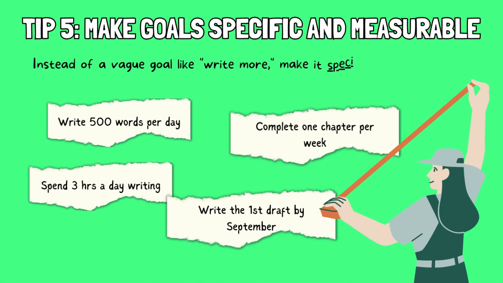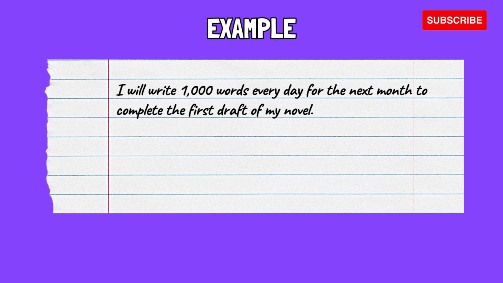Tip 5. Make goals specific and measurable. Instead of a vague goal like write more, make it specific and measurable, such as write 500 words per day, or complete 1 chapter per week. This makes progress more tangible and helps you track your achievements. For example, I will write 1,000 words every day for the next month to complete the first draft of my novel. This goal is specific because of the word count and measurable due to the 1,000 words per day.